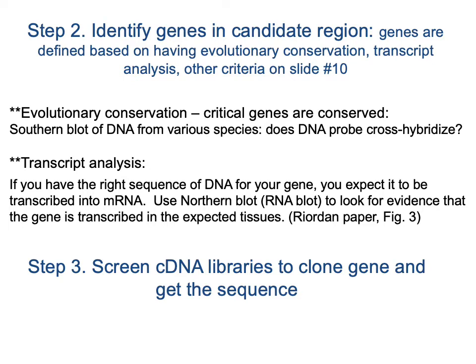Transcript analysis would entail the idea that if you've got the right sequence of DNA for your gene, you would expect it to be transcribed into RNA. So in this case, you could do a Northern blot where you're running RNA on an agarose gel, and then you use a probe to see if it binds, which would be evidence that the gene is in fact made into RNA in particular tissues that you would expect. So for example, cystic fibrosis is known to affect lung tissue, so that suggests it's going to function in the lungs. So that might be some of the tissue that you would use to extract RNA from and run on your Northern blot. We'll see an example of this when we look at the Rommens paper, figure 3, in a future PowerPoint video.